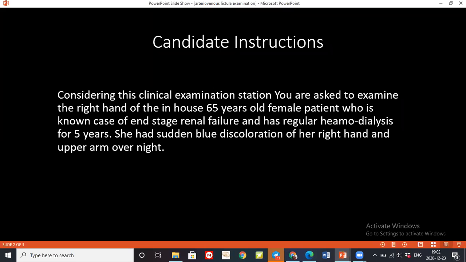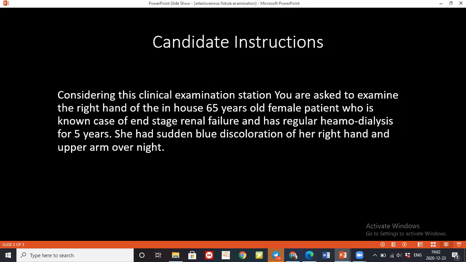for the fistula, and then I'll look for the site, size, surface, any scar mark and color of the fistula, and the character of the skin and presence of any ulcer or any gangrene or any aneurysmal dilatation. I'll also look for any edema or venous collaterals over the chest or over the shoulder area.